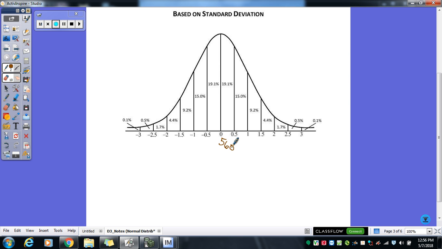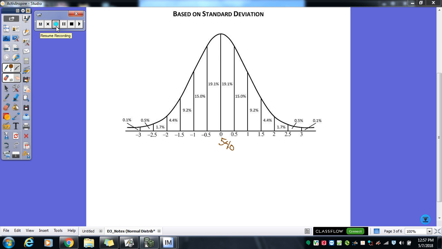So our mean score was 560. So that goes right there. No, that's not 560. I'm thinking of a different problem. No, it's 540. Normally distributed will always be this curve. Back to our bell curve.